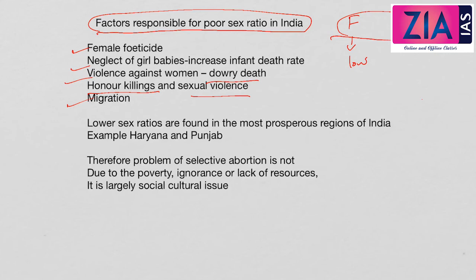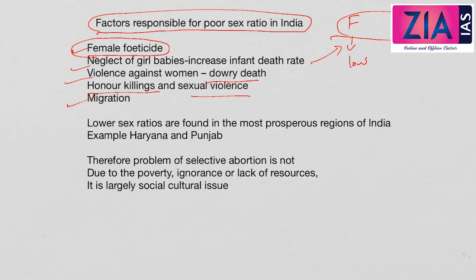Now we'll see, first one is female feticide. Of course, inside the womb itself we are trying to kill the baby if the baby is a female. This reduces the number of females taking birth, thereby resulting in poor sex ratio. Second one is neglect of girl babies. Even in childhood or the baby stage, that is 0 to 1 year, they are not given much importance for the only reason that the baby is a girl. Because of that, increased infant death rate happens. This will result in lower sex ratio.